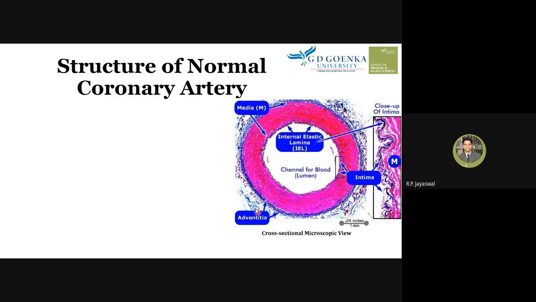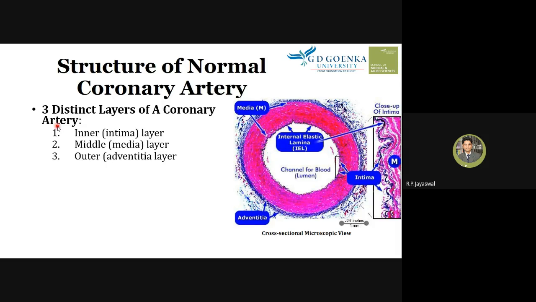What we can discuss from here is that the normal coronary artery has three distinct layers. So what are the three layers of the coronary artery? The first layer is the inner layer, also known as intima. The second layer is the middle layer, also known as media, and the third layer is the outer layer, also known as adventitia. So inner layer, middle layer, and outer layer.